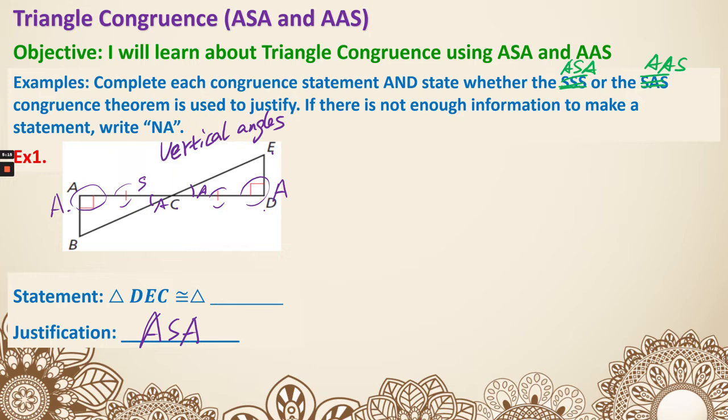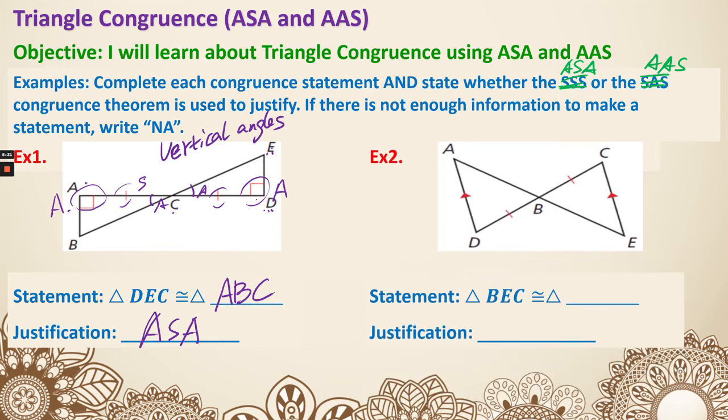The only thing we need to be careful about is when we write the statement. DEC starts with a 90-degree angle that corresponds with A, and then goes to the other point, not the one that they share. So it's got to be A, B, and then C. That is example 1. Next, example 2.